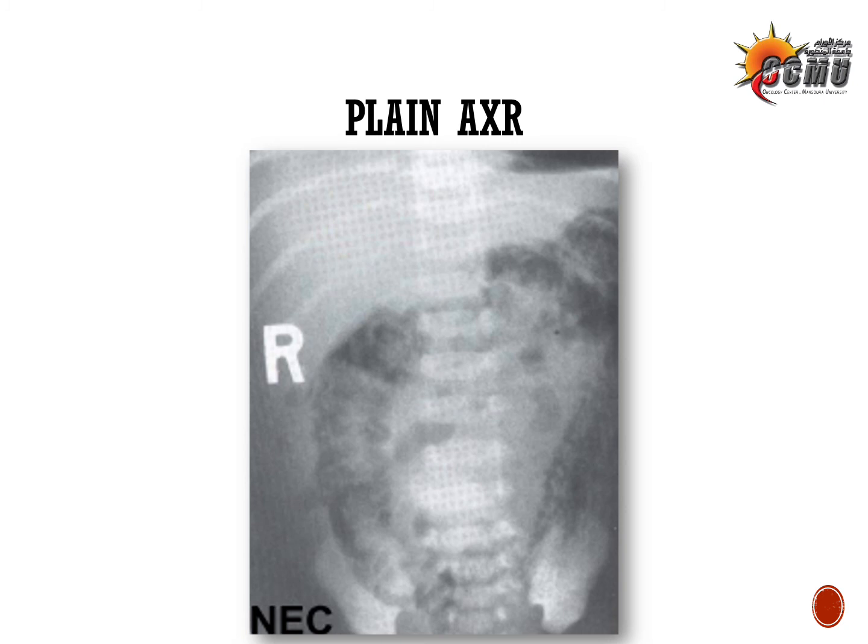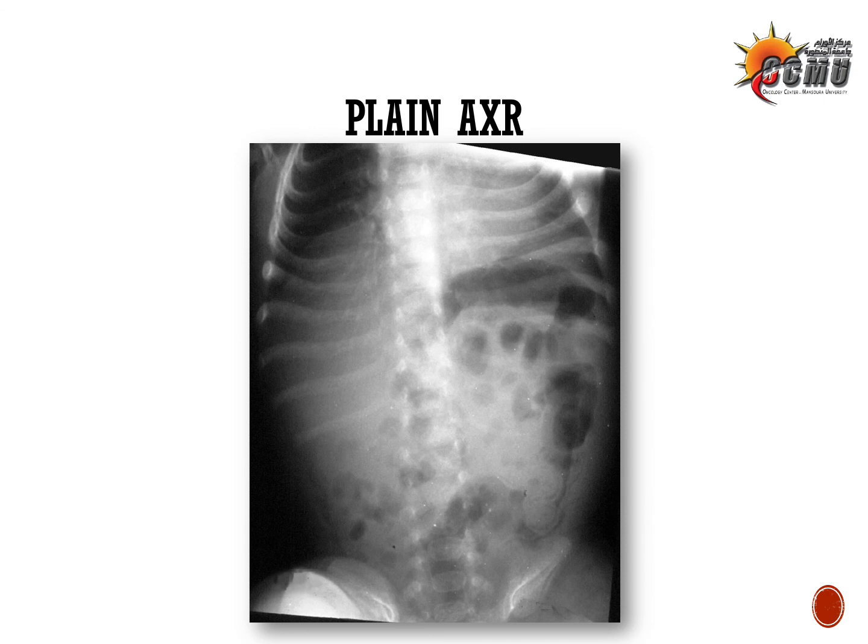This is called Rigler's sign, and it's seen in cases of NEC or necrotizing enterocolitis. It's also called pneumatosis coli. Again, Rigler's sign is seen in a child with a plain abdominal X-ray, and it denotes a bowel wall infarction with air inside the bowel wall, not in the lumen. And this is a positive Rigler's sign denoting necrotizing enterocolitis.